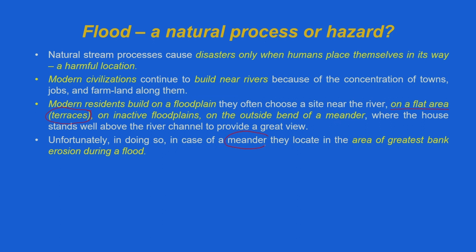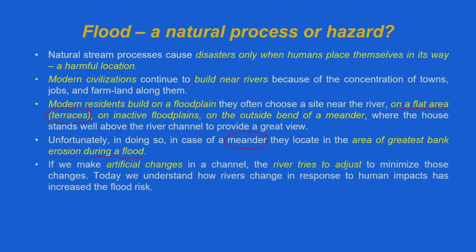This is one of the channel patterns that are dangerous during a flooding event, because they tend to experience erosion, mainly bank erosion. That part we will learn, and why it is so, we will also talk about. Now, if we make artificial changes in a channel, the river tries to adjust. The river will always try to bring itself into an equilibrium.